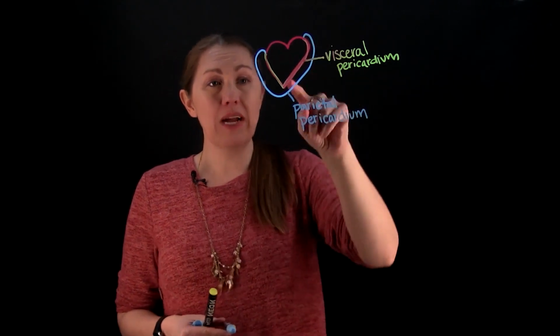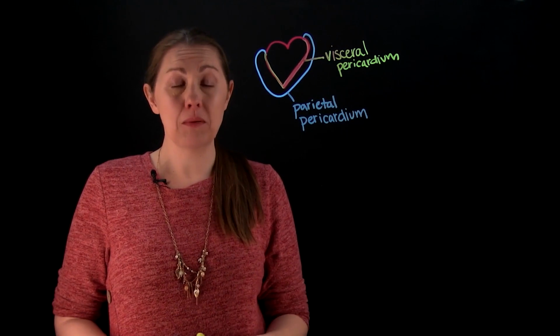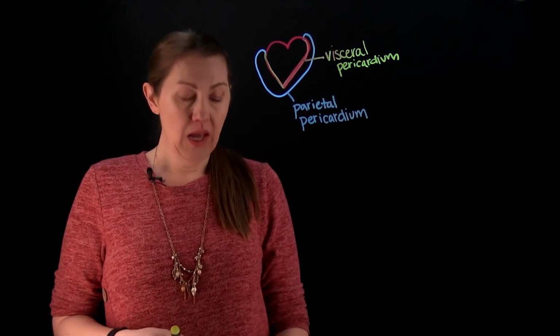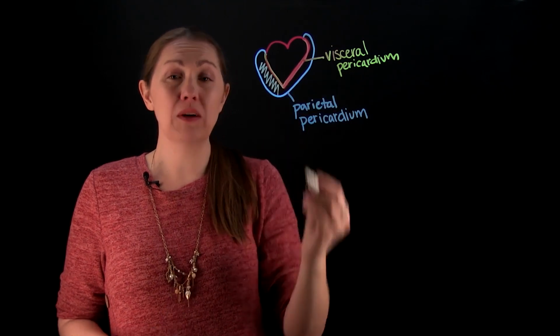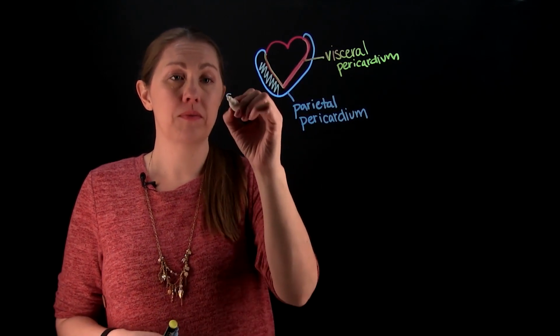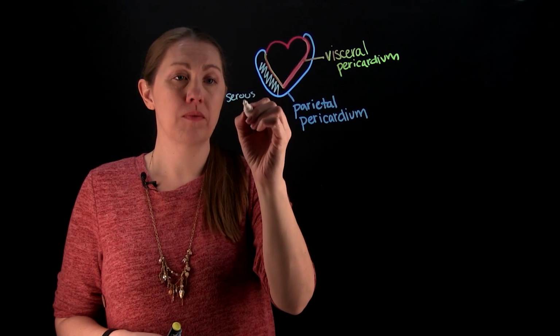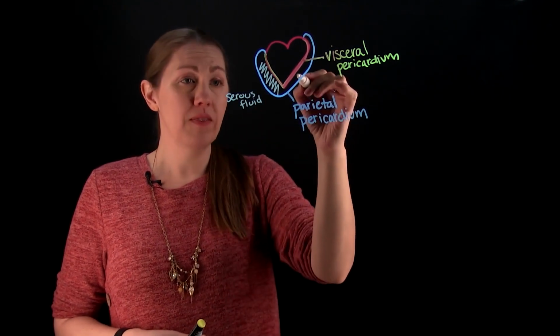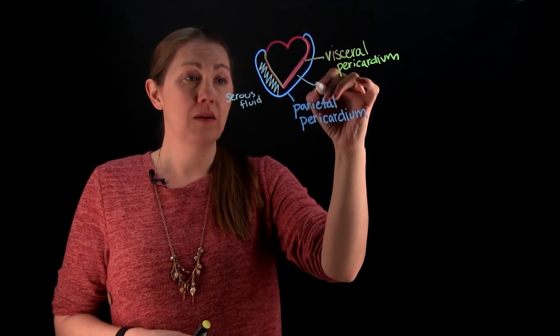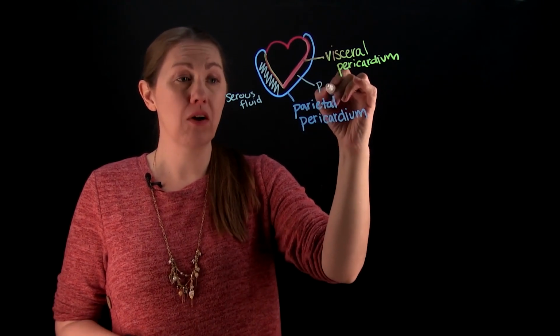Now this membrane is actually a simple squamous epithelium. It's called a serous membrane. And the reason why it's called a serous membrane is because in this space, we're going to fill it with a serous fluid. And so that space that holds the serous fluid, that's going to be called a cavity. And again, since we're around the heart, it's a pericardial cavity.